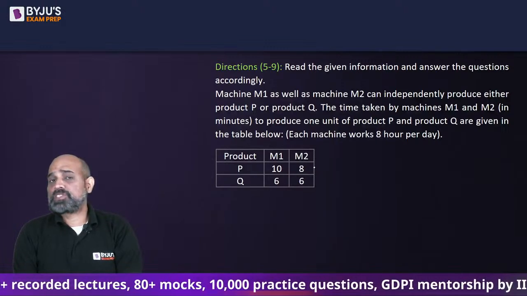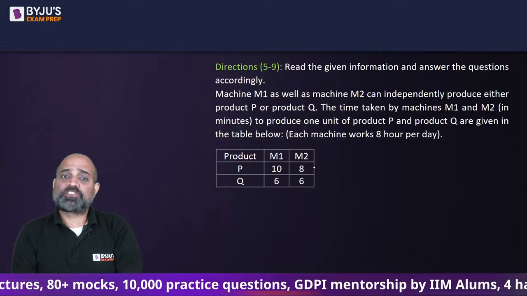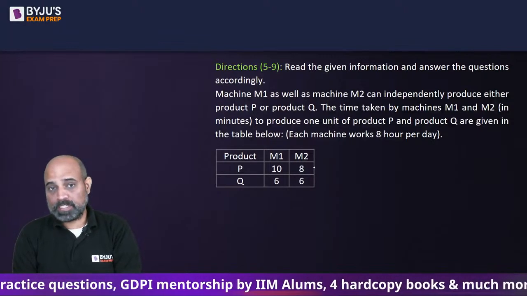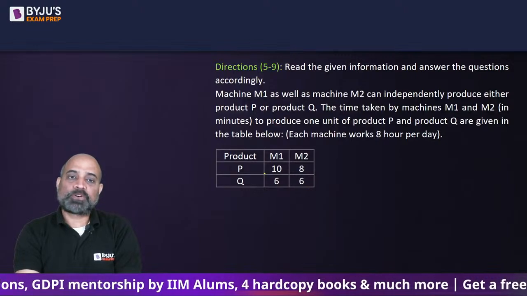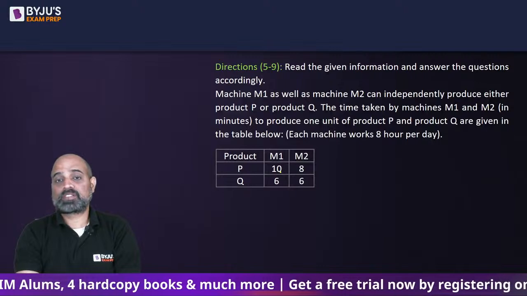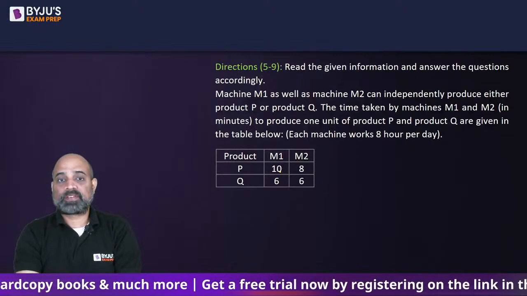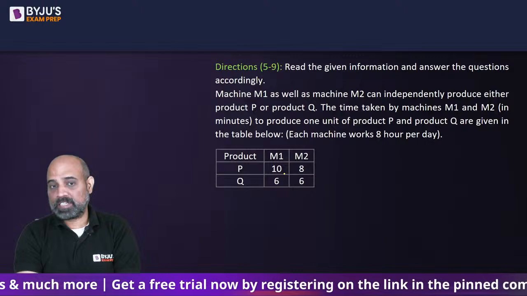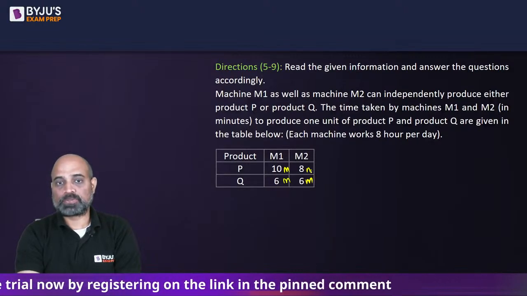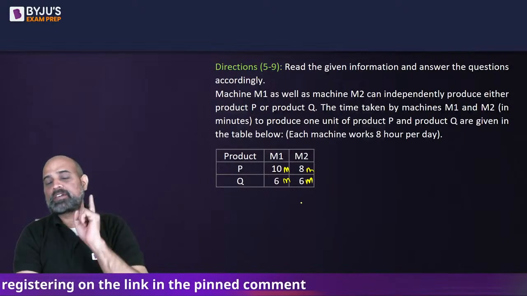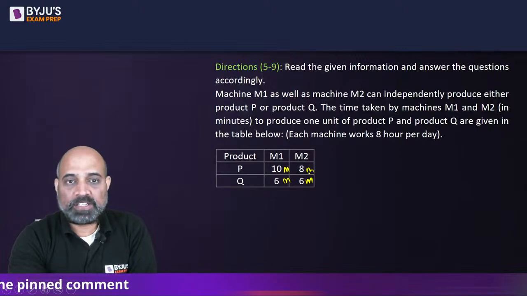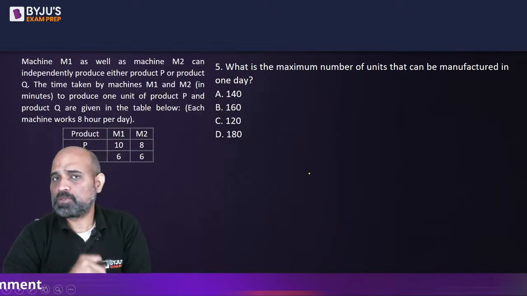The time taken by machines M1 and M2 in minutes to produce 1 unit of product P and Q are given in the table below. Each machine works 8 hours per day. The time product P takes on machine M1 to produce one unit is 10 minutes. So please remember, this is the duration and this is not the number of units produced. So 10 minute में एक करता है, ठीक है? And nothing else is given. So let's look at the questions.